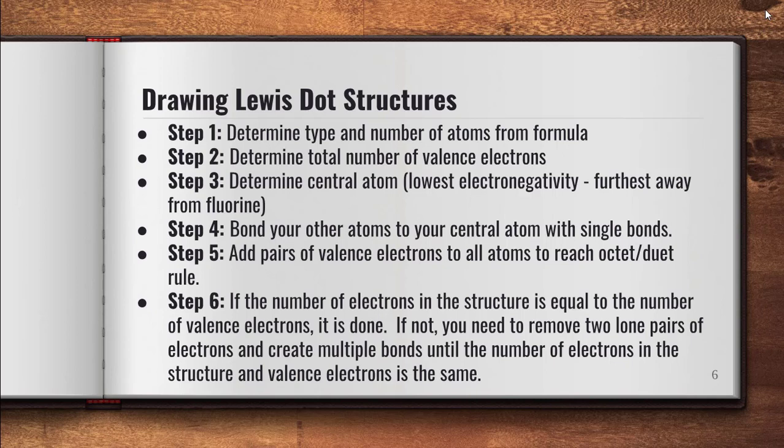Step 2 is determine the total number of valence electrons, so you can find that information on your periodic table. Step 3 is determine the central atom. Now, you need to look at all of the atoms that are available in your molecule. The one that is the central atom is the one that is going to be the lowest electronegativity. That is the one that is furthest away from fluorine.